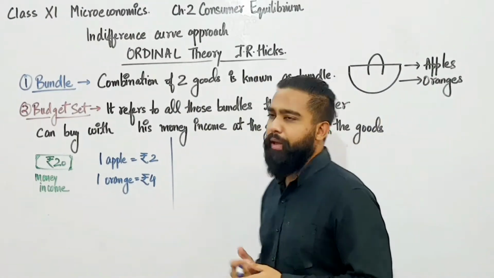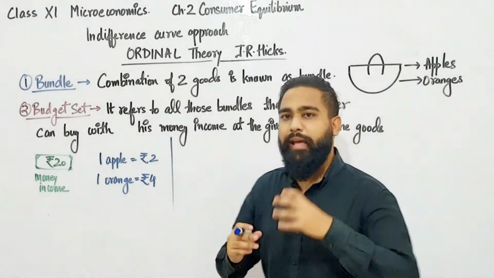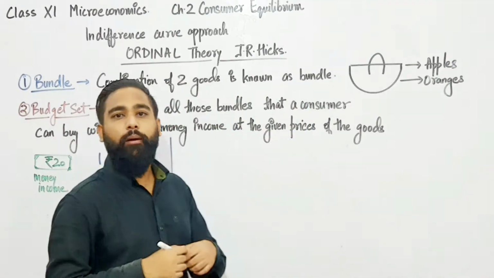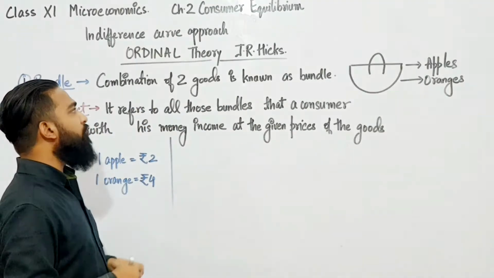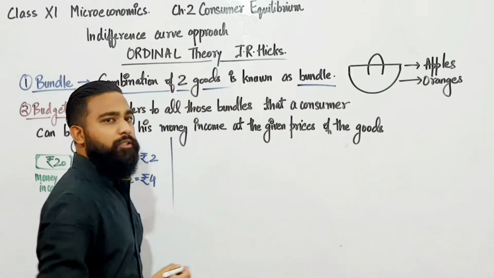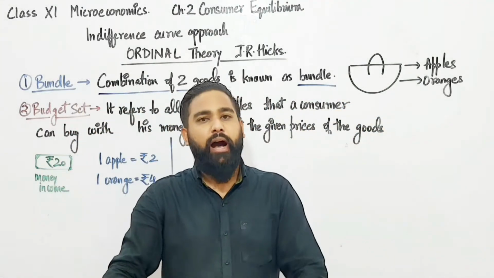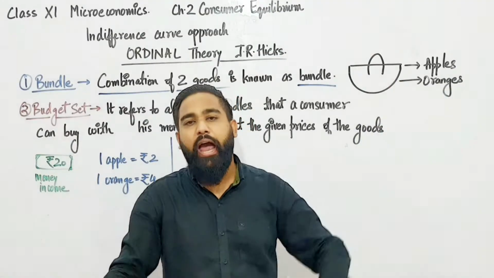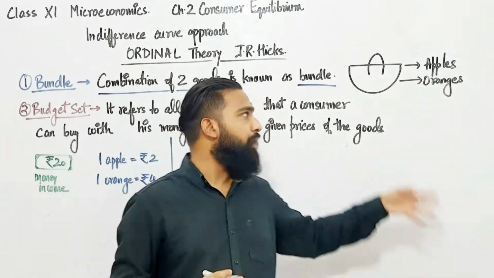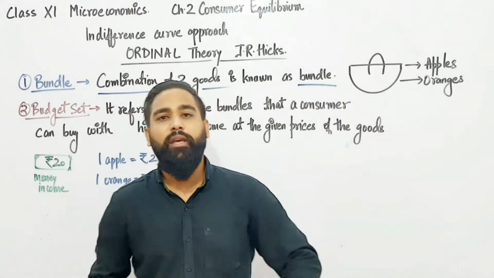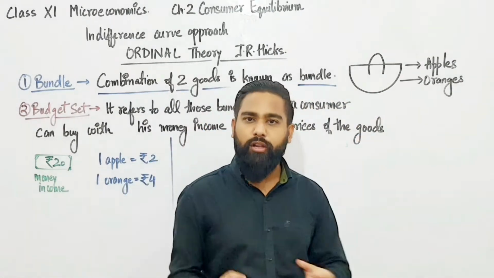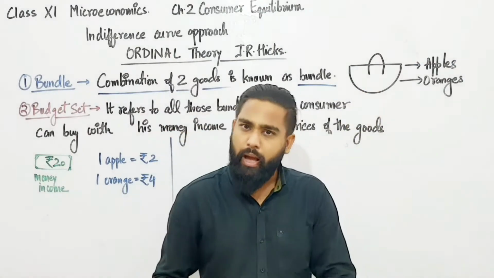Now the first topic is bundle. In economics, bundle is a combination of two goods. Suppose your mother gave you a bag and asked you to bring apples and oranges. Then how many apples and how many oranges will you bring in this bag? That will be the bundle. It depends on the number of apples and the number of oranges you are bringing in this bag. That will be the bundle.